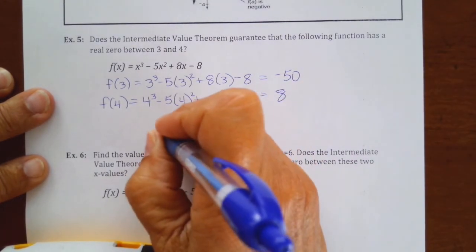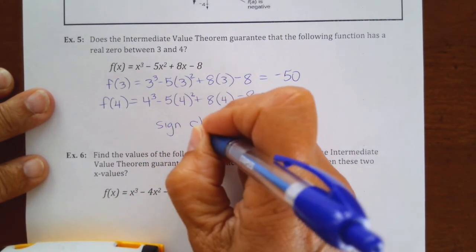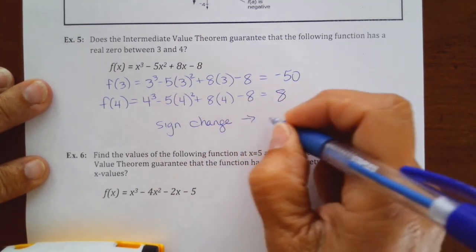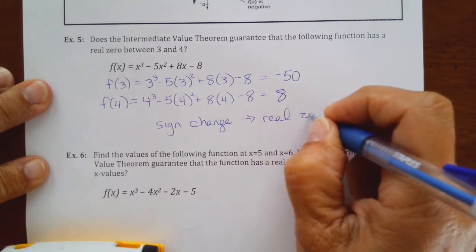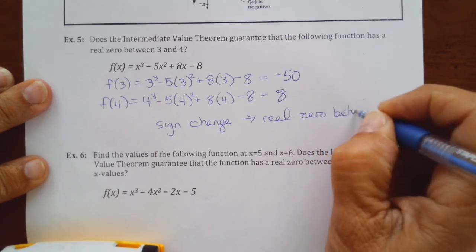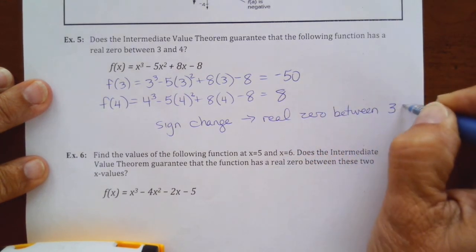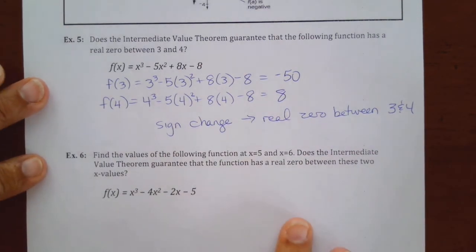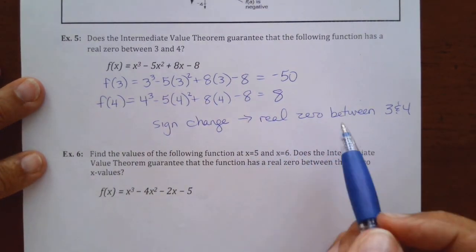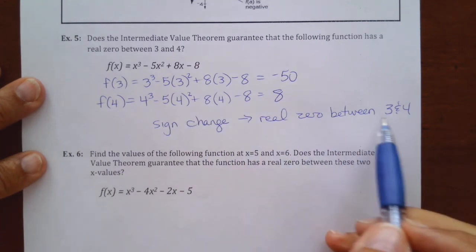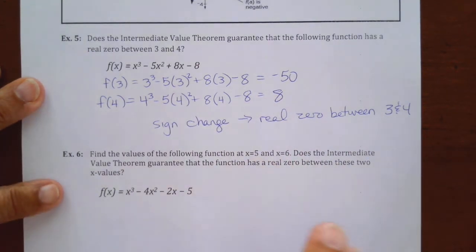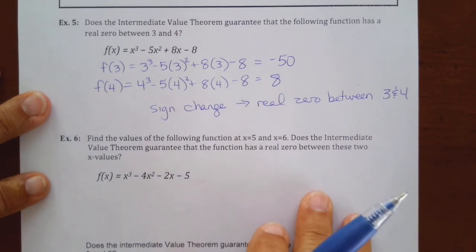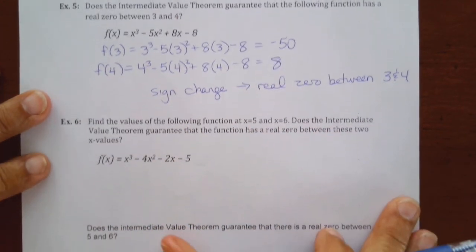So because there is a sign change, then I know there is a real 0 between 3 and 4. Okay? So again, it's helpful when you don't have a calculator, so that way you know, oh, well, I know my answer is going to be between here, but we have a calculator, so we'll actually see that it crosses there. So again, this is just the way that you would show that.